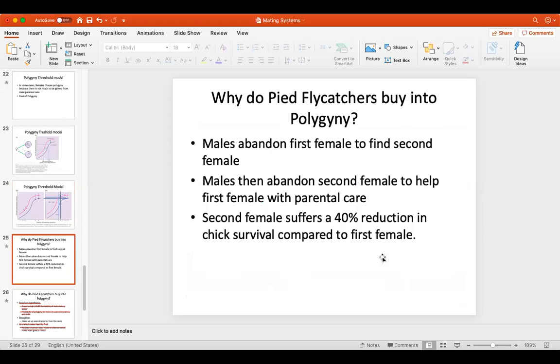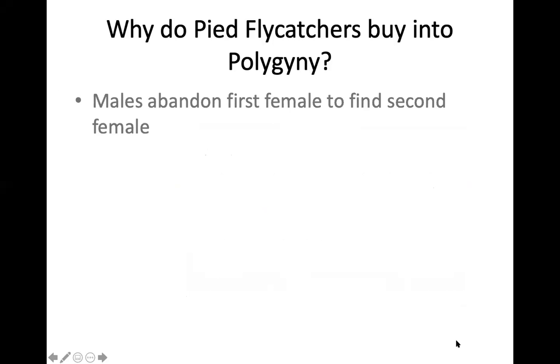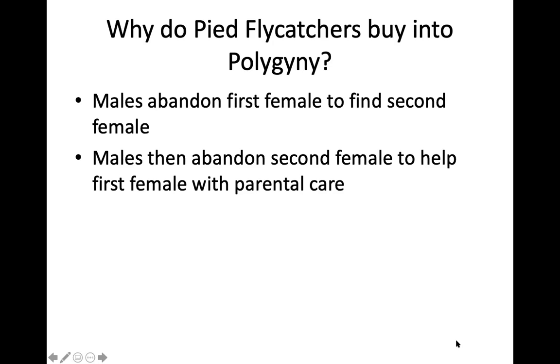Right. So your book talks about the pied flycatcher. And so one of the questions that the book asks is, why do pied flycatchers buy into polygyny? And they present the scenario, and so males generally abandon the first female to find a second female. So this is just how the system works. So it's a description. So males mate with the first female, and then they leave that female to find a second female. The males then abandon the second female to go and help the first female with parental care.